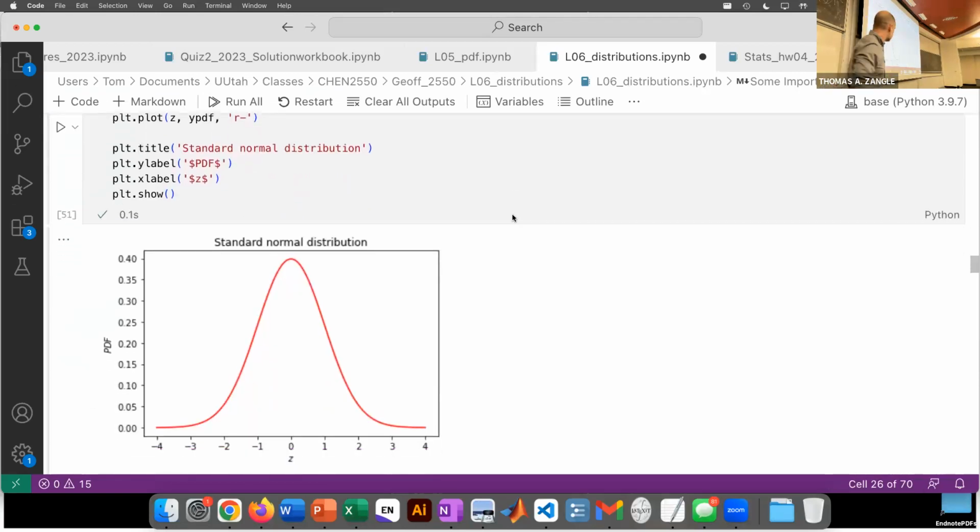And then if we look at the PDF of the normal distribution, this is what we see. This is the typical bell curve that we think of as describing normally distributed data. And again, the integral of this gives us a CDF from which we can compute probabilities over different intervals.